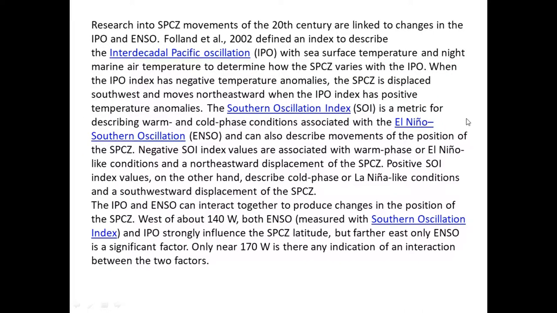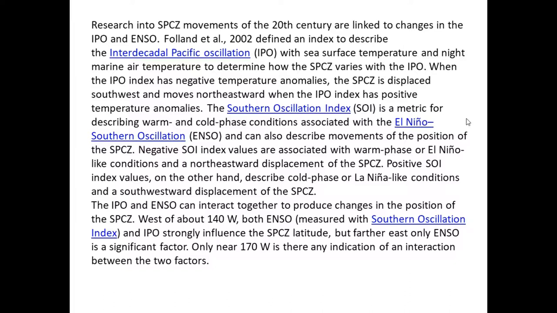Research into SPCZ movements of the 20th century are linked to changes in the IPO and the ENSO. For example, Folland et al. in 2002 defined an index to describe the Interdecadal Pacific Oscillation with sea surface temperature and night marine air temperature to determine how the SPCZ varies with the IPO. When the IPO index has negative temperature anomalies, the SPCZ is displaced southwest, and then it moves northeastward when the IPO index has positive temperature anomalies. So basically, IPO negative, it goes towards the southwest. IPO positive, it goes towards the northeast.